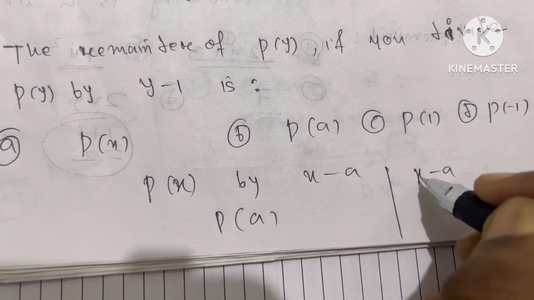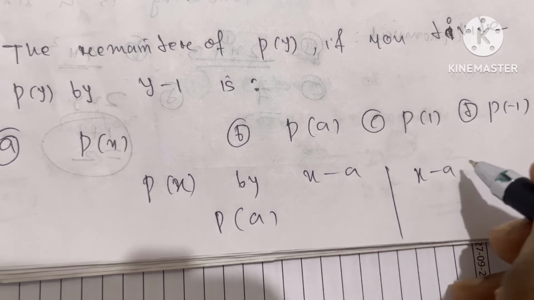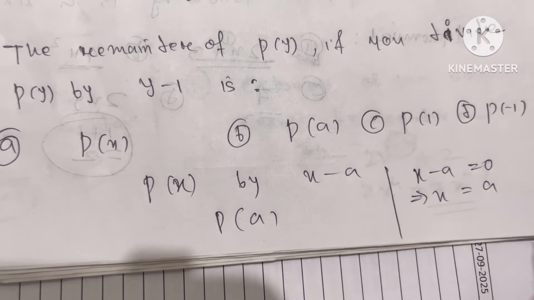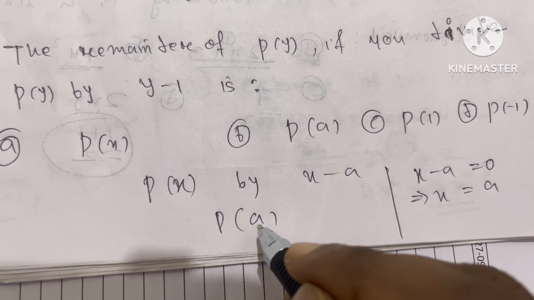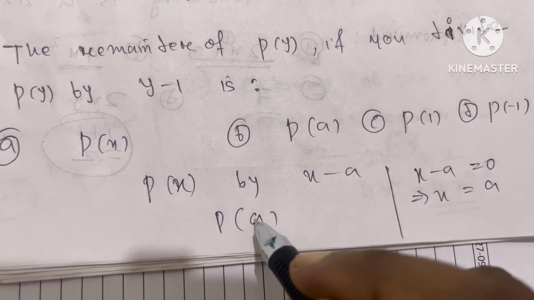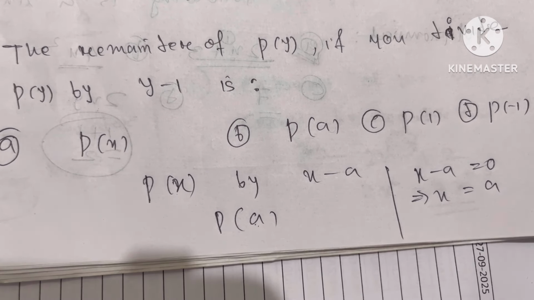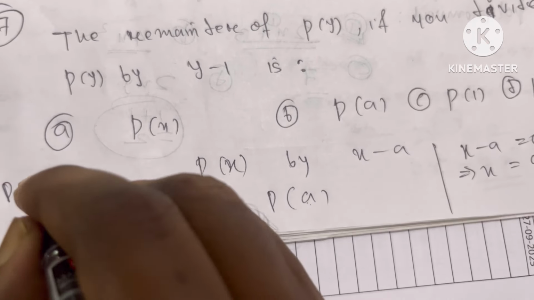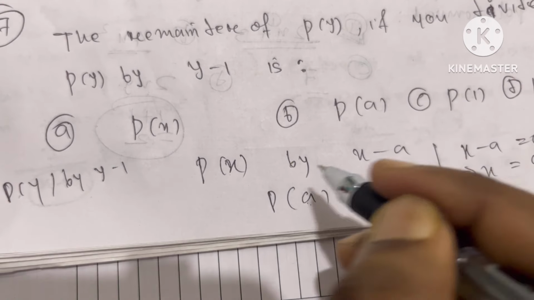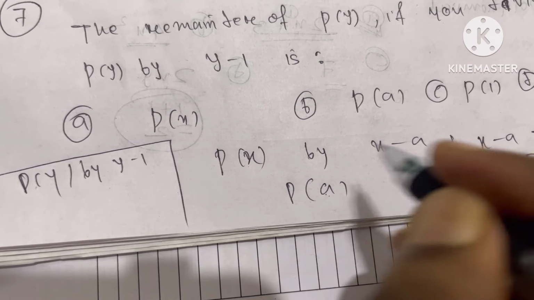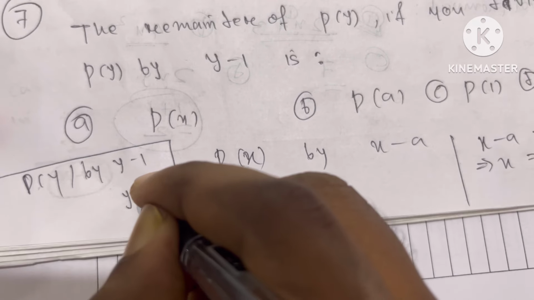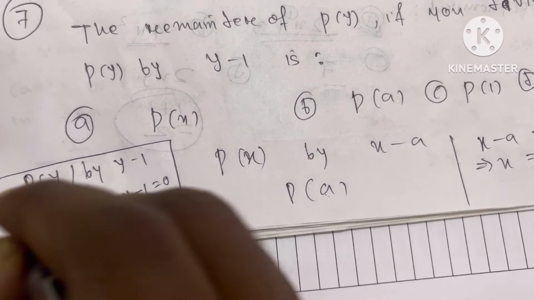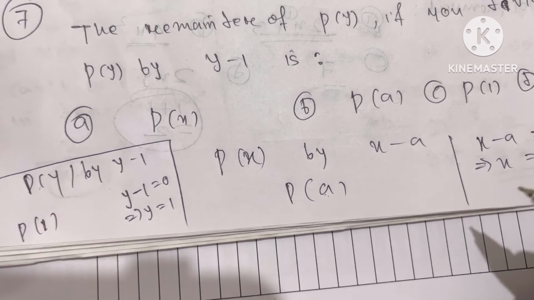So how will we find the value? If I want to divide p(x) by x minus a, I consider x minus a is equal to 0. From this you can find the value of x will be a. Now you put x is equal to a, and you will get the remainder. Now you want to divide p(y) by y minus 1. So first you find the value of y. If you consider y minus 1 is equal to 0, then y will be 1. If you put y is equal to 1, you will get the remainder of p(y).